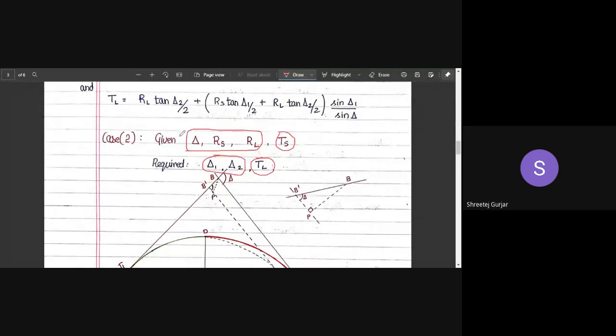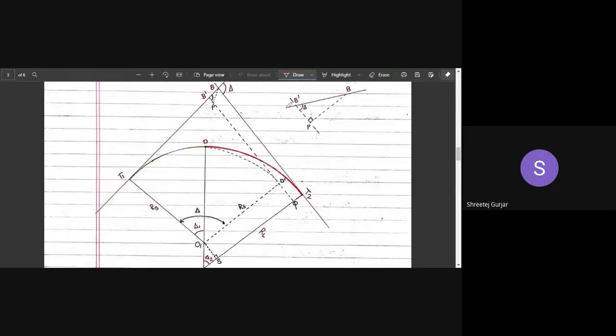So given is delta, RS and RL. Also TS is given to us. Next, what you have to find out? Delta 1, delta 2 and TL. Okay, so let me show you how the particular figure we have to draw.